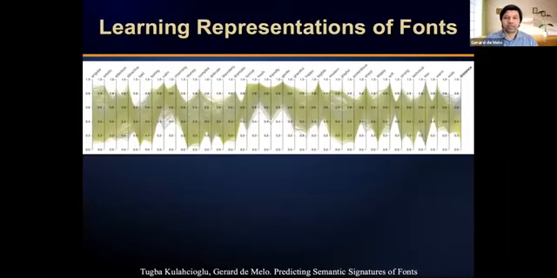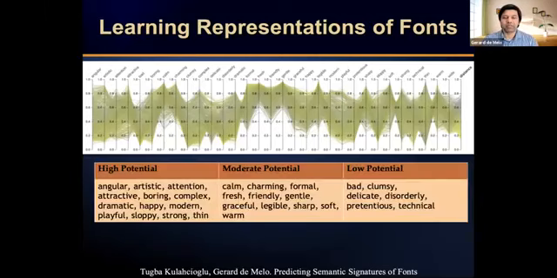Once we looked into it in more detail, we found that there are certain attributes that have a high potential for being represented by a font. So things like attractive, boring, dramatic, happy. These are things you can easily convey using a font. And then there are some that are more moderate. And then there are some that are not that easy to convey, at least not trivial to convey. You can, of course, do it, but it's a little bit harder to convey that something is bad using a font.